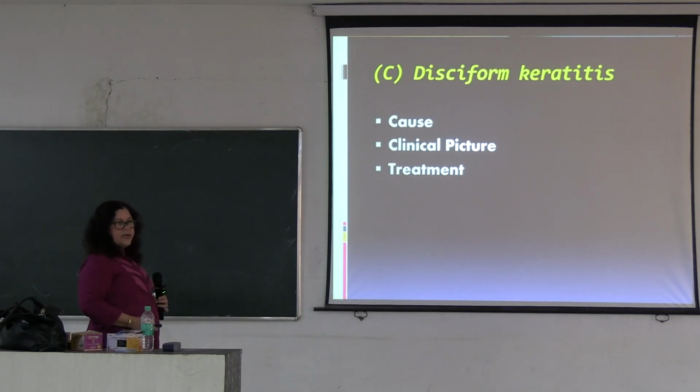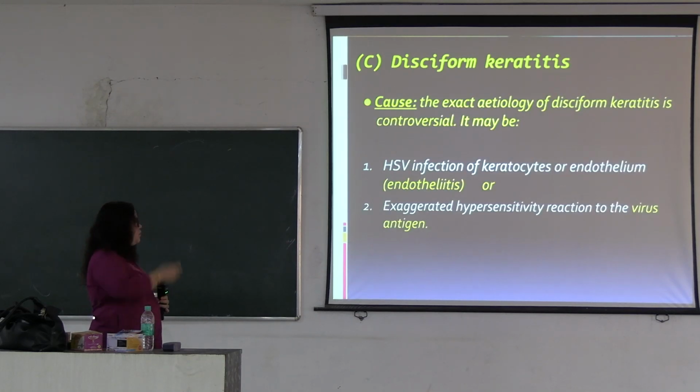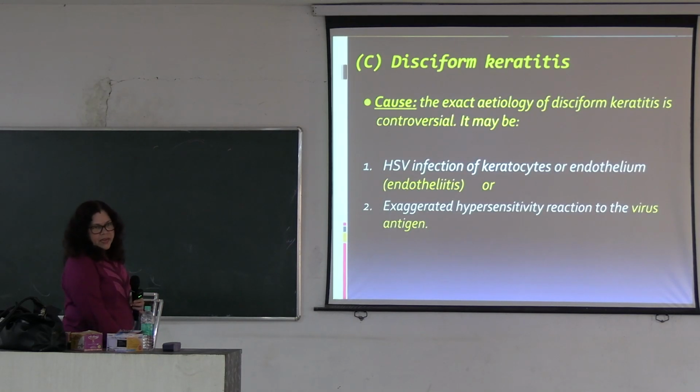Disciform keratitis. As the name suggests, it is in disc form, and the exact etiology of disciform keratitis is not known and is controversial. It is caused by herpes simplex virus infection, and it affects the endothelium of the cornea also, which is called endotheliitis. It is also due to hypersensitivity reactions to the virus antigen.